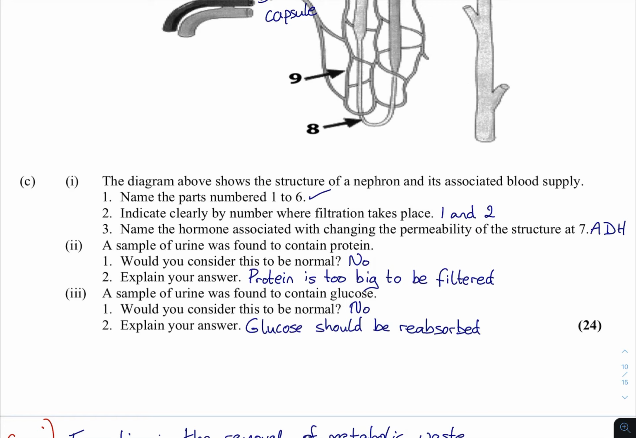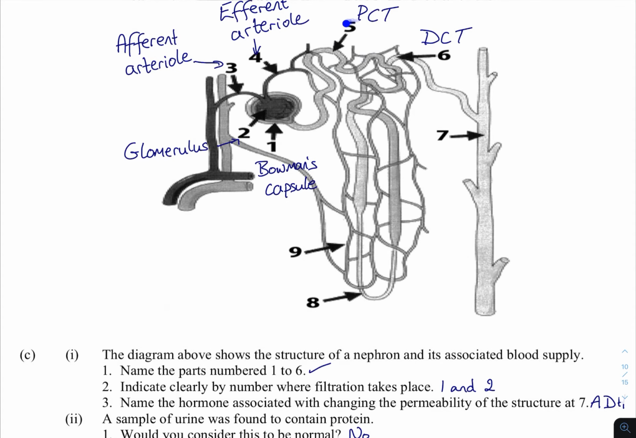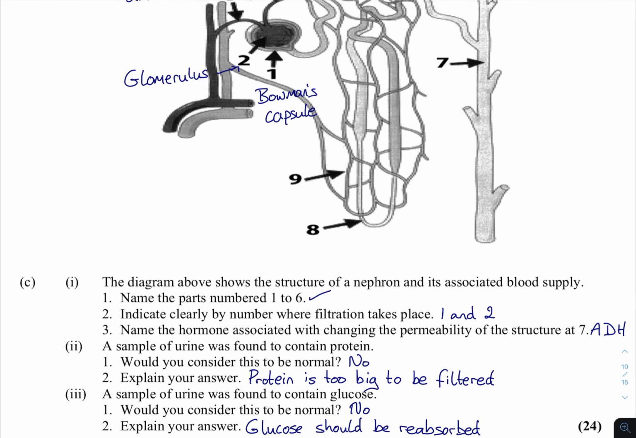because the proteins are coming from the baby, or developing fetus anyhow, rather than the potential mother. So part 3, a sample of urine was found to contain glucose. Would you consider this to be normal? No. The reason being is glucose should be reabsorbed, primarily in the PCT. The PCT here. So it should be reabsorbed. If glucose was found in urine, it is a common indicator that somebody is potentially diabetic.